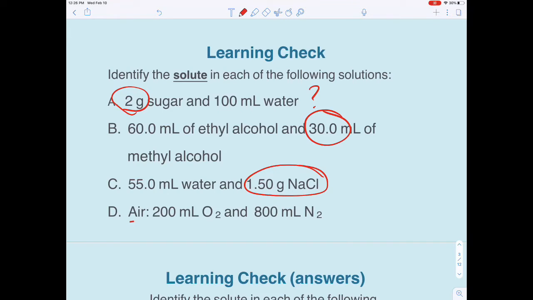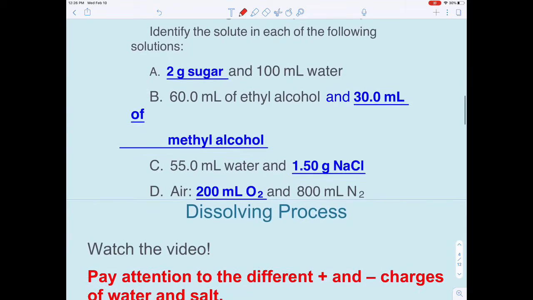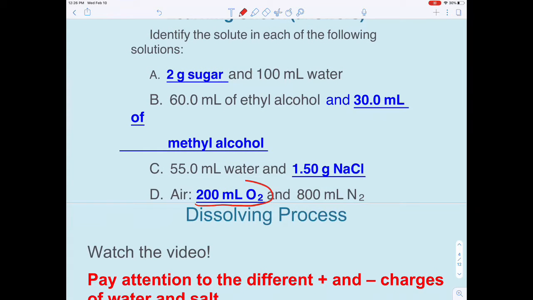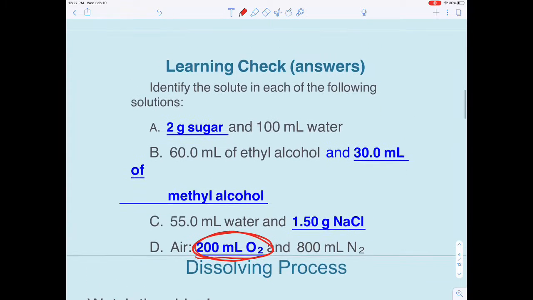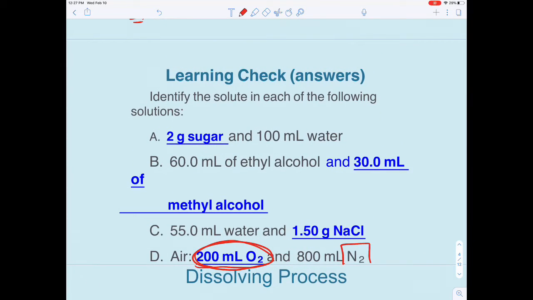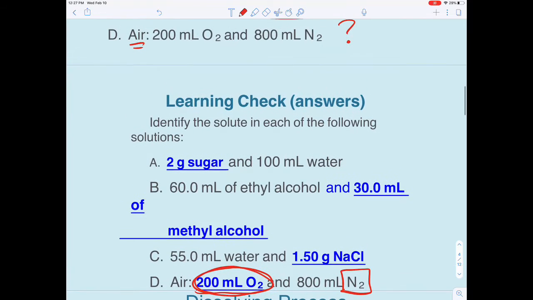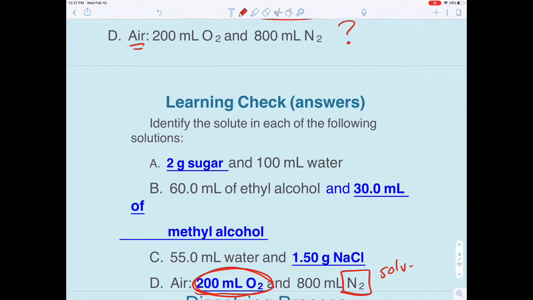And what about this last one? I'll have you do air. What's the solute in air? You'd be surprised to know that the air we breathe in is not mostly oxygen. So what's the solute here? All right, if you said oxygen is the solute, you are correct. We have less oxygen in air. The air we breathe is actually mostly nitrogen. Okay, so nitrogen would be the solvent.